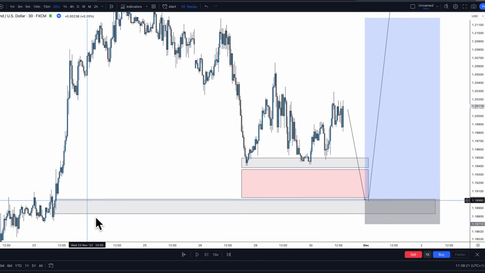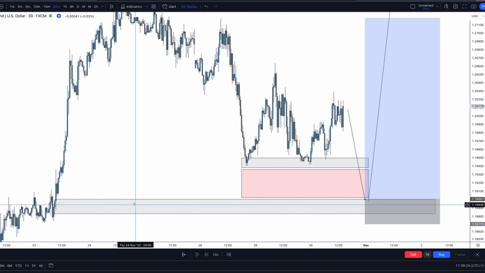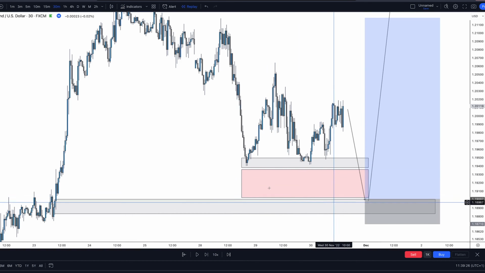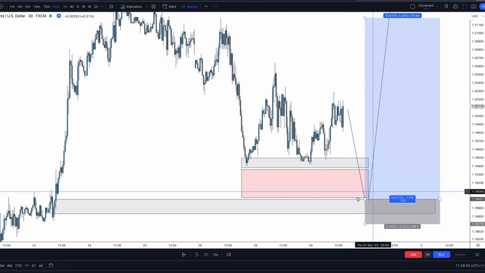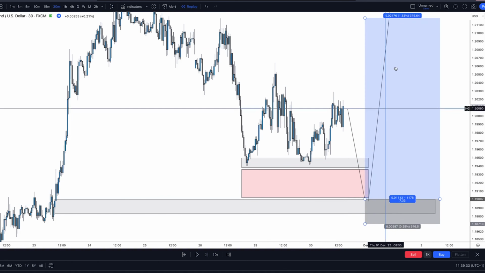Now, why does the market return to these demand areas when it's sweeping liquidity? Because as well as us knowing there is a lot of selling going on here, we know there's a lot of buying waiting at this level. So we can collect even more buying pressure down at this point, leading into a larger move.